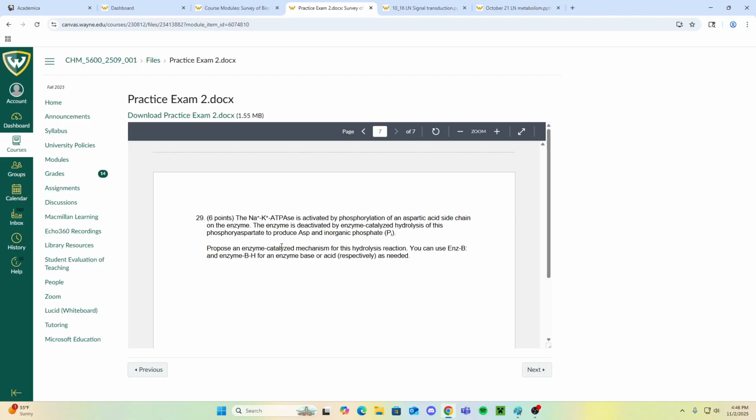You can use enzyme B and enzyme BH for an enzyme base or acid respectively. Cool. So you know that the aspartic acid is going to have an attachment here. So let's first draw this out. First, let's draw an aspartic acid.